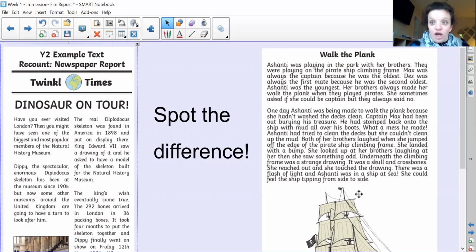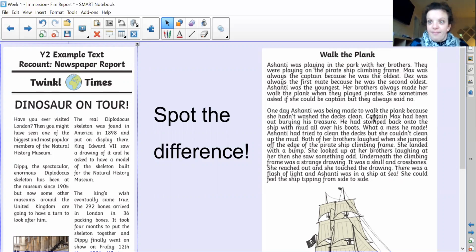Okay, so on this side where we've got our newspaper report, we've got a title of a paper. We don't have one of them in a story, do we? We've also got a headline. So we've got Twinkle Time is the name of our paper, and then Dinosaur on Tour is our headline. And we've also got columns as well.